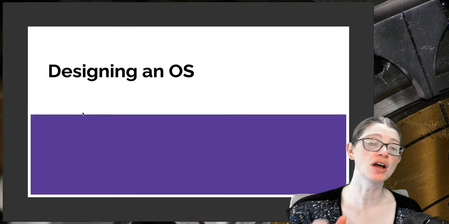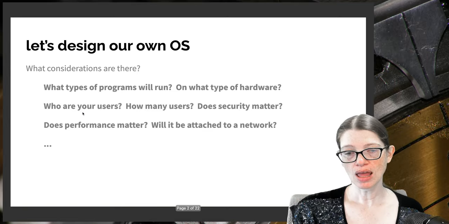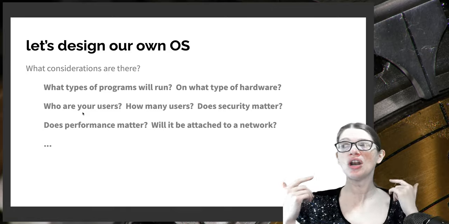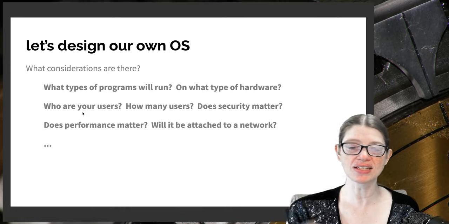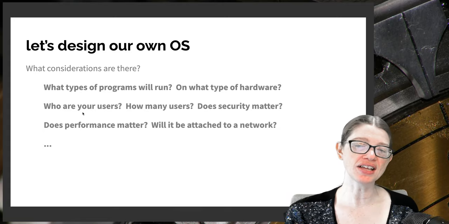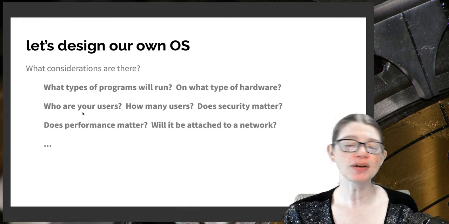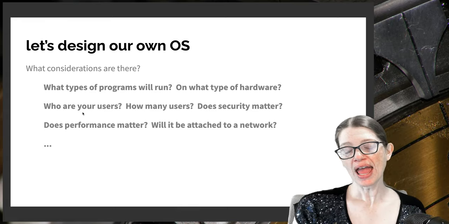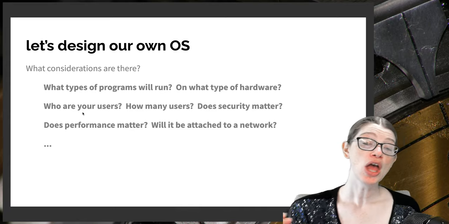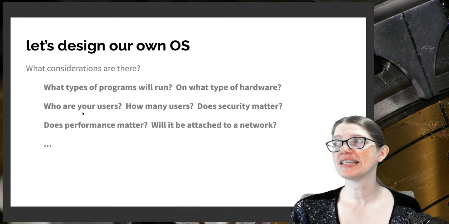But today what we're going to talk about is how to actually design an operating system. And there's lots of things that we have to actually take into consideration in order to do this. It's not as simple as just sit down and start writing. Because you really have to ask yourself, what kinds of programs are going to be running on this operating system? And in order to know what kinds of programs are going to run, you need to ask yourself, who are the people who are going to be using this operating system?